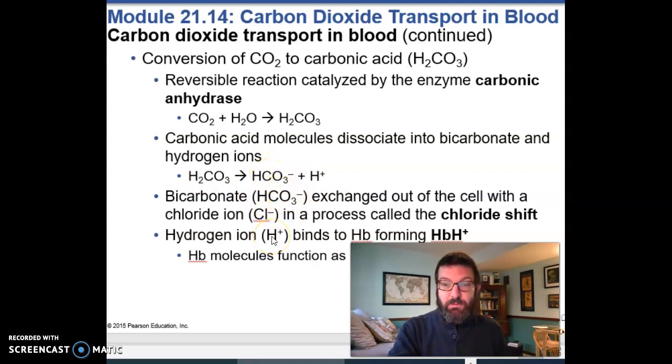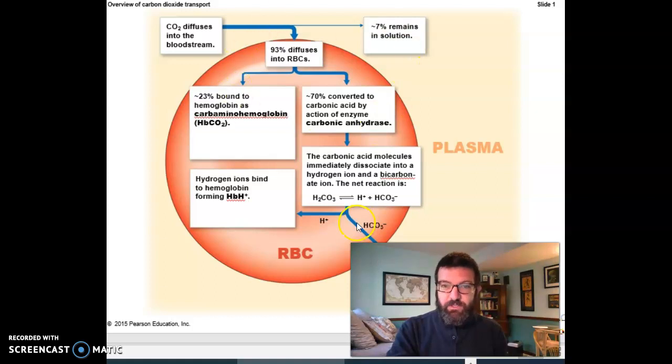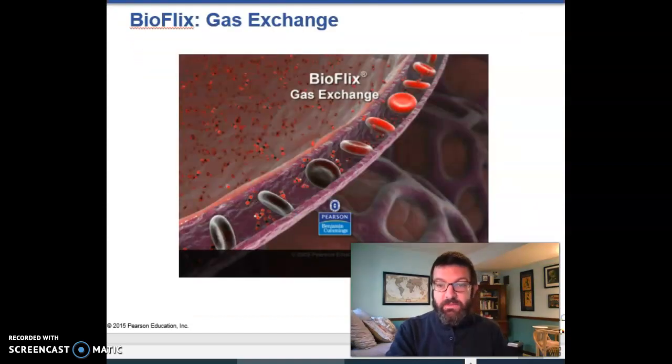The hydrogen ion tends to be bound up by the hemoglobin. It works as a buffer to keep your blood from becoming too acidic. And then the reverse reaction happens when this stuff gets back to your lungs. And this is a figure in your book that's a nice summary of all of this, showing you what's going on around the red blood cell in terms of CO2 transport. And this is in your BioFlix or your A&P Flix on Mastering A&P. I highly recommend you watch this gas exchange video if you're having trouble with this. It's really a nice video for you to watch.